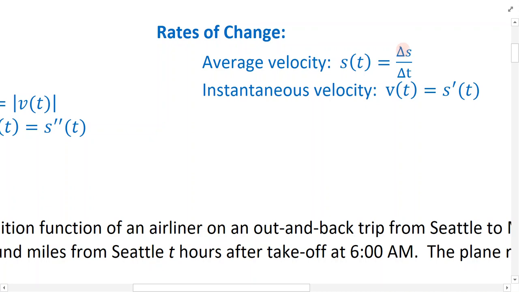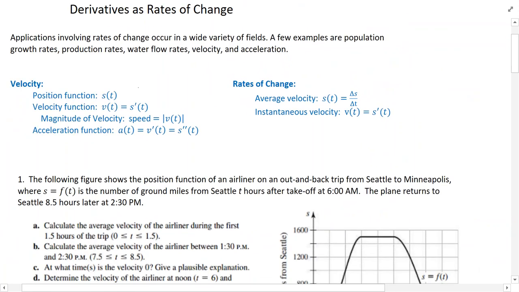So delta S means, delta means change. So the change of our position function divided by the change in that time frame. That's how we think about average velocity. Instantaneous velocity is simply the derivative of that position function at that time that we're thinking. So let's look at the first example here.